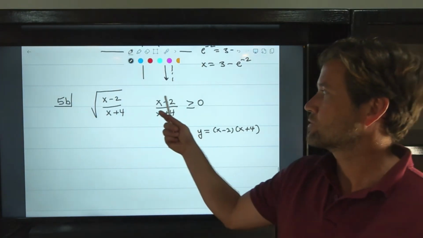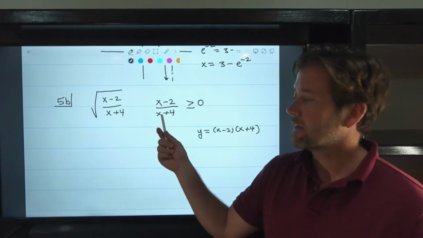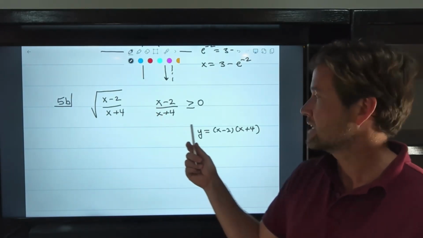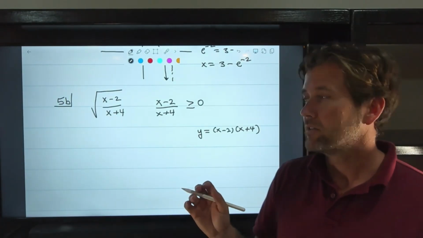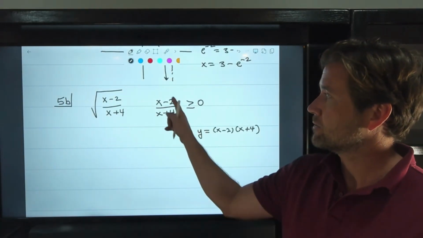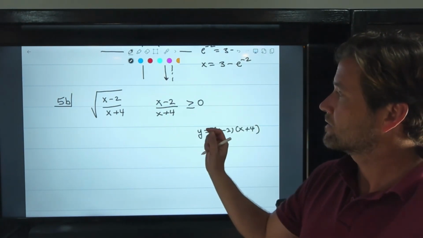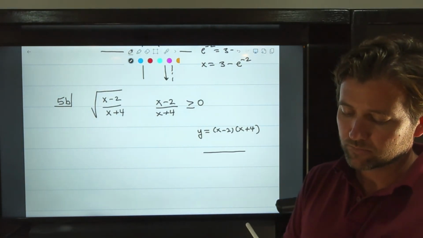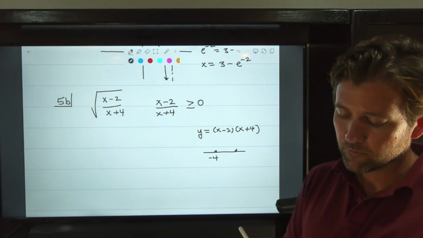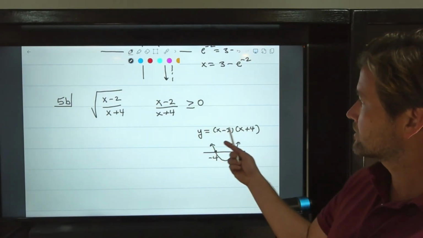Because I could graph this rational function and figure out when it's above the x-axis, but a negative over a negative, the sign of that is positive. And the same with the product. A negative and a negative, when multiplied together, is also positive. So if I set this graph equal to y here, it'll be above the x-axis for the same values of x that this polynomial is. So my preference is to draw the polynomial. The zeros are -4 and 2.